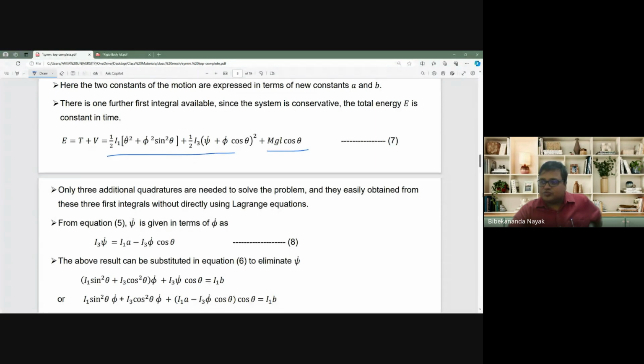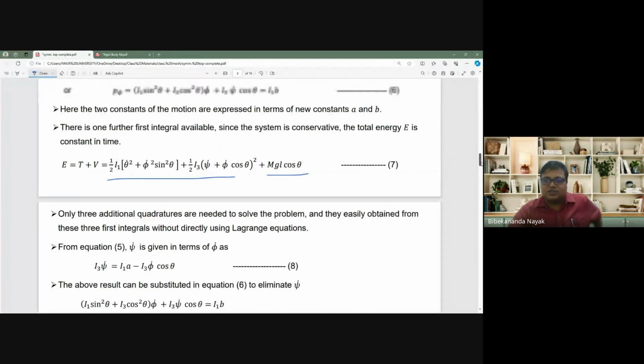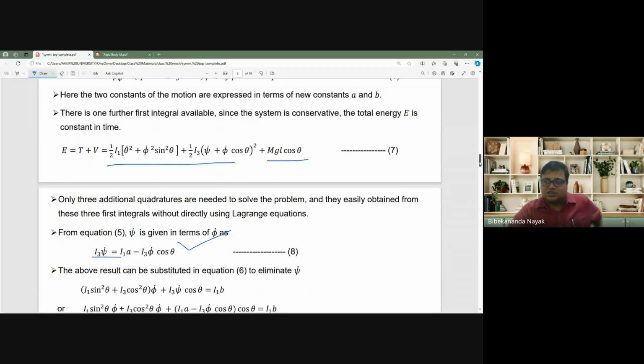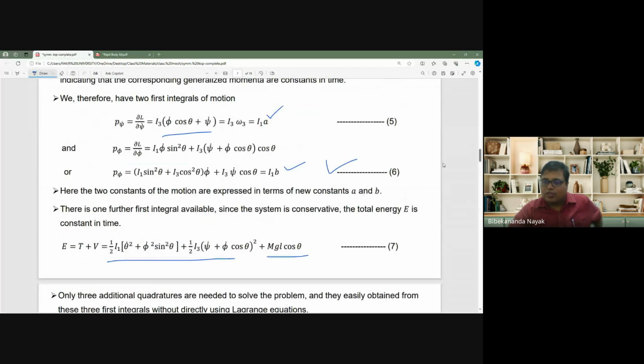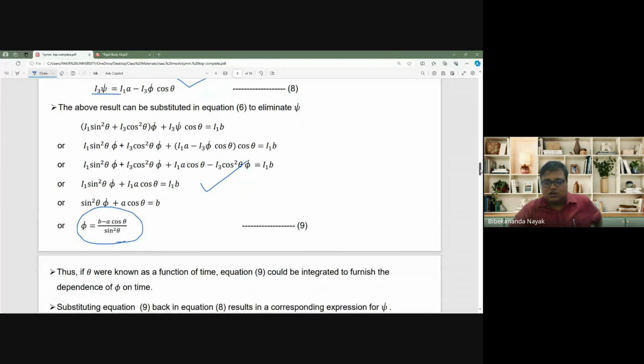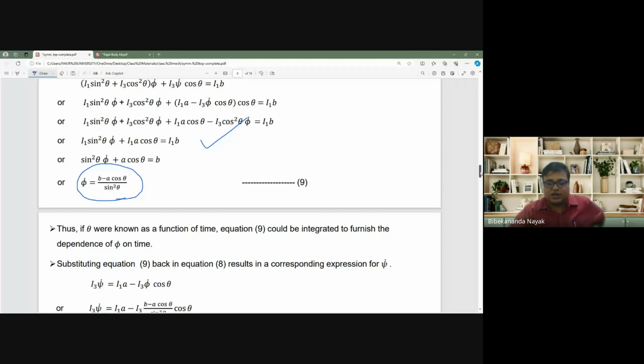From equation 5, p psi is equal to I1 a. We got I3 psi dot is this, and substituting it in equation 6, p phi, we get this plus this is equal to I1 a. From these two, we found phi dot is equal to (b minus a cos theta) by sin square theta. Already written, trigonometric simplification. If theta were known as a function of time, equation 9 could be integrated to furnish the dependence of phi on time. If we integrate, knowing the variation of theta with time, then we can also get phi on time.